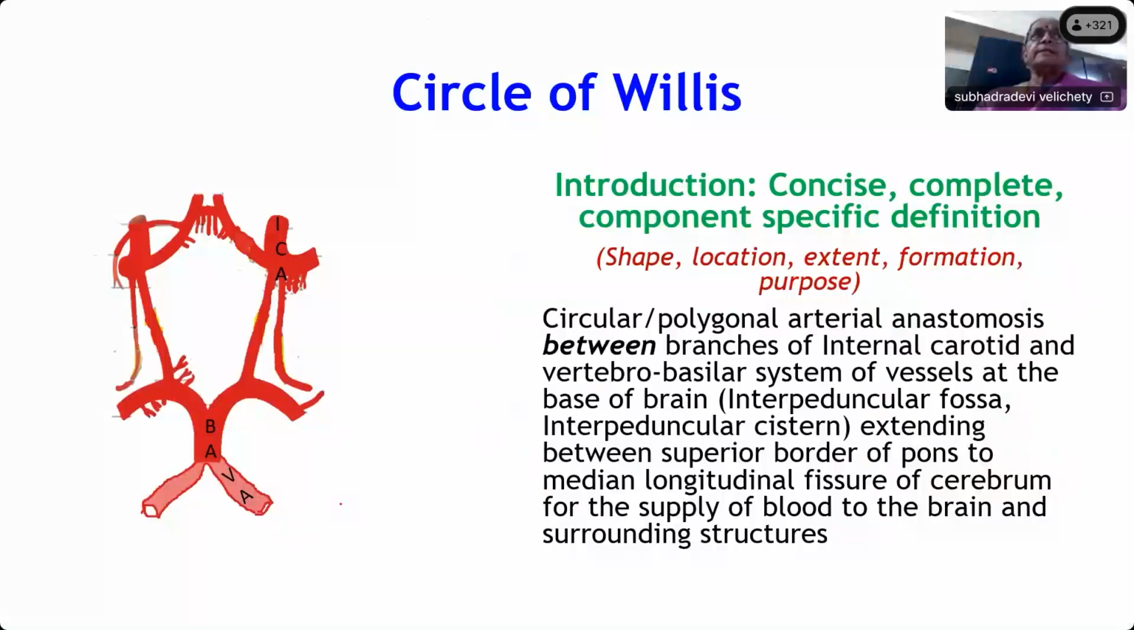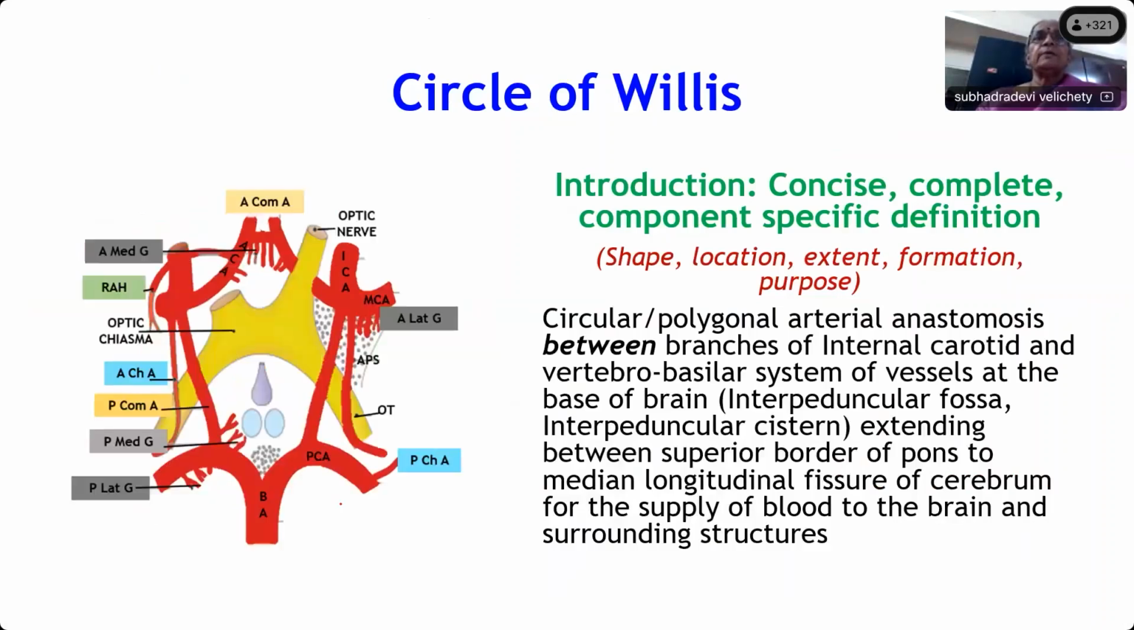Okay. So what is that? You can expect shape, location, extent, formation, purpose, all in one, concise, in that paragraph. I have tried to condense it. If you can practice like that, it is a component-specific definition, I call it, so that we can plan and follow the branches with abbreviations. You should know what those abbreviations are: anterior choroid, posterior communicating, anterior and medial genicular branches. You should read this and have an abbreviation like that, and it will help you.